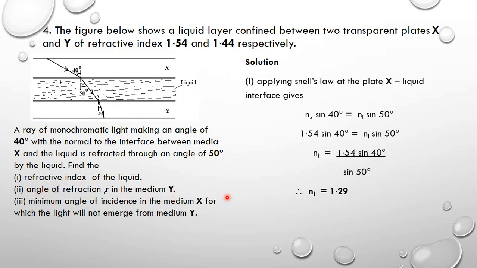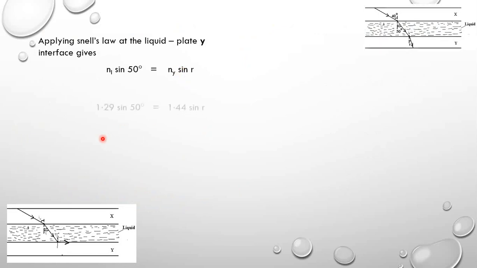Then we shall continue with the next question: the angle of refraction R in the medium Y. So we are going to apply Snell's law at the interface between the liquid and medium Y. We already know that this is 50, so this angle is also 50. The angle of incidence here is 50, since they are alternate angles. So if this is 50, applying Snell's law, we shall have Nl sine 50 is equal to Ny sine R. Make sine R the subject, and then we shall get R as 43.3 degrees.